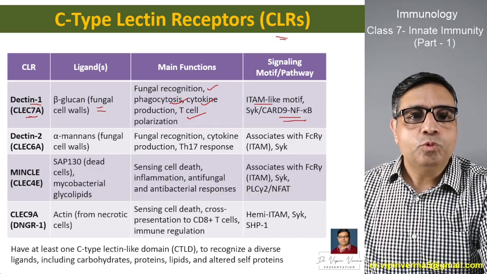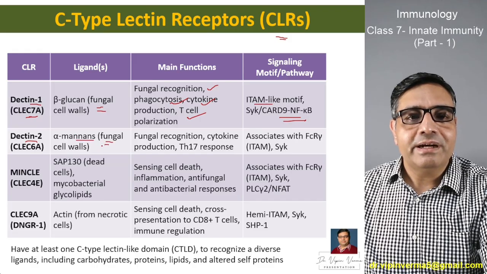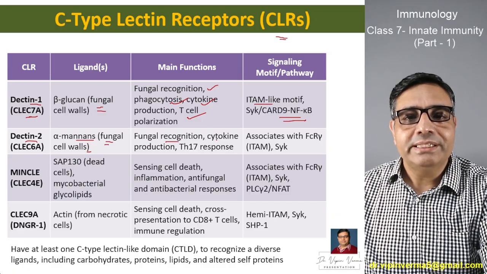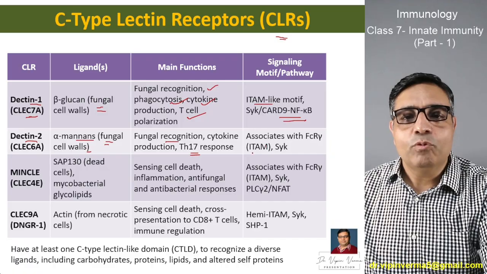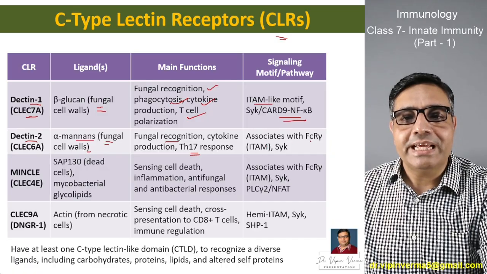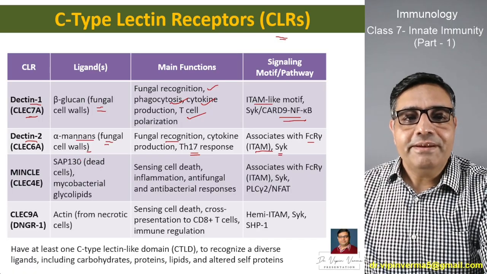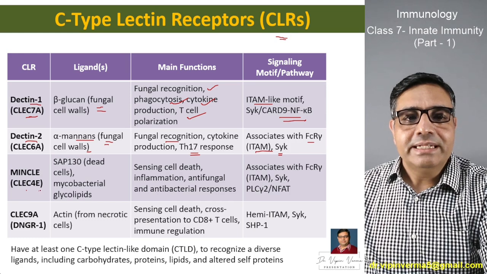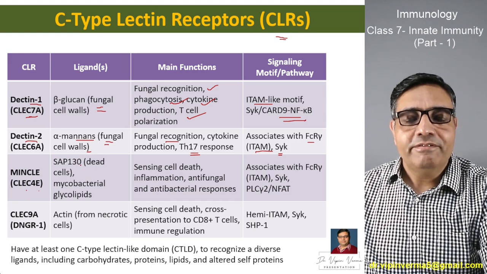Then we have Dectin 2. Its ligand is alpha mannans, which is again in fungal cell walls, and their main function is fungal recognition, cytokine production, and Th17 response. The signaling motif or pathway is that it associates with FcR gamma, which is ITAM, and SYK. Then we have Mincle, which is CLEC4E. Its ligand is SAP-130, which is produced by dead cells, and then some mycobacterial glycolipids.